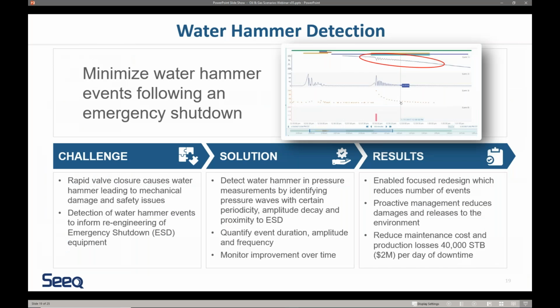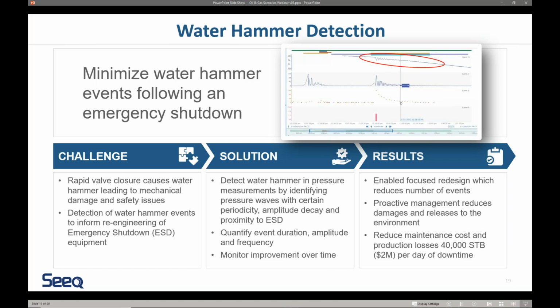The next example we have is water hammer detection. The idea here is to minimize water hammer events following an emergency shutdown. In particular, rapid valve closures during the emergency shutdown can cause water hammer, which can lead to mechanical damage and safety issues. Detection of these events can inform how we re-engineer and design the emergency shutdown equipment.